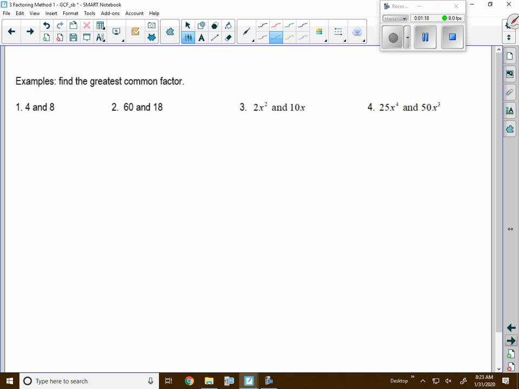So for example, numbers 4 and 8. What's the biggest number that 4 and 8 have in common that you can divide out? 4. Okay, 4. What about 60 and 18?